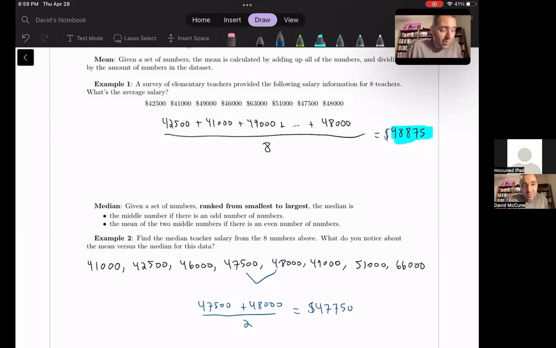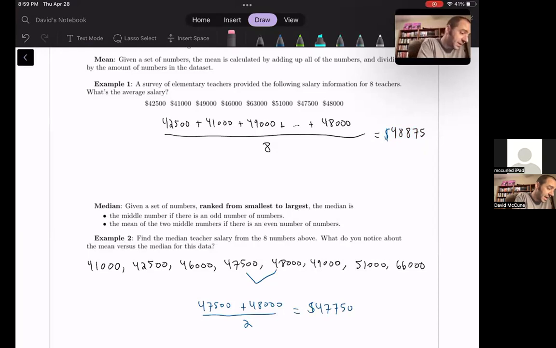So again, both of these numbers are trying to get at the center of the salary data. So trying to tell you what a typical teacher makes. Now notice in this example, they're not the same, and the mean and median are often not the same. I'm tempted to say almost never the same. So the question is, why is there a difference, and what is that telling you?